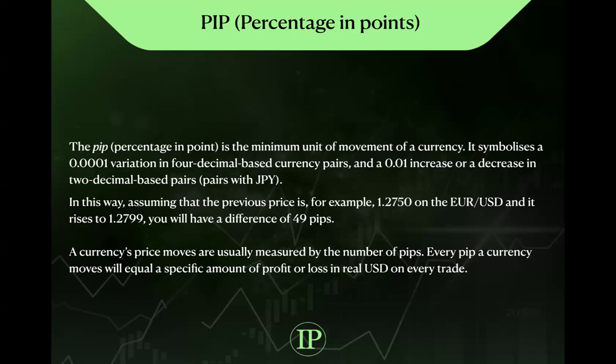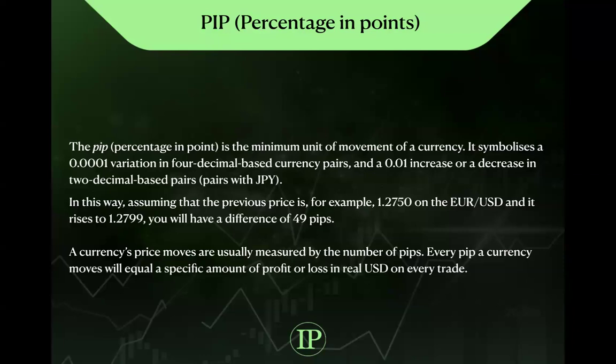Okay, in 4 decimal place currency pairs, and then a 0.01 increase or decrease in the 2 decimal place, like JPY pairs. I hope this is making some sense. It's not too important, but it's good to know information, okay? In this way, assuming that the previous trade is, for example, 1.2750 on the Euro USD, and it rises to 1.2799, okay, then there will be a difference of 49 pips, okay?